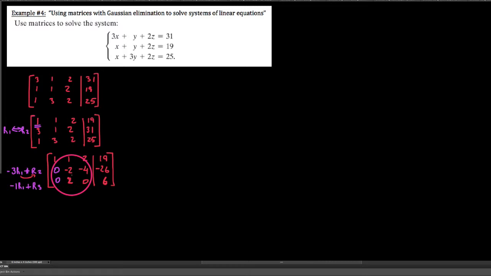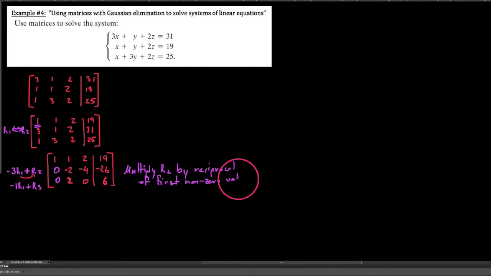The goal is basically to take this whole second row times the reciprocal. So multiply row 2 by the reciprocal of the first non-zero value. In other words, our first non-zero value in this row is -2. So we're just going to take our entire second row times -1/2. By doing this, anything times its reciprocal is going to be 1.